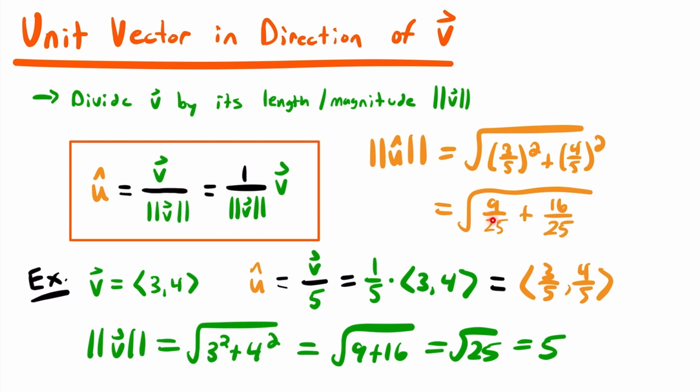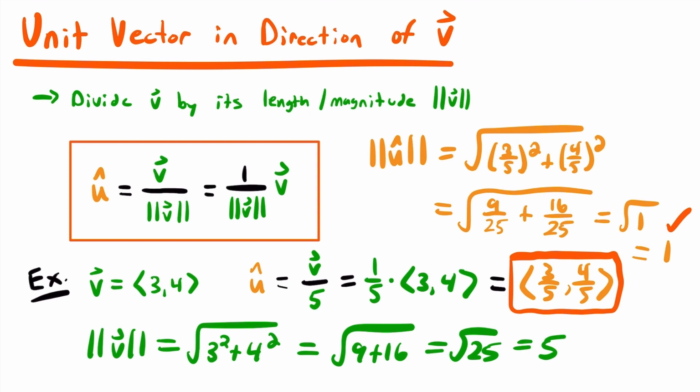And if we combine these fractions, they have the same denominator, so we can add the numerators. 9 plus 16 is 25. So we'll have 25/25, which is 1. So this is equal to the square root of 1, which of course is equal to 1. So the magnitude of our unit vector is 1, just like we know it should be. Okay, so this is our unit vector in the same direction as vector v, and we have now shown that it does have a magnitude of 1.